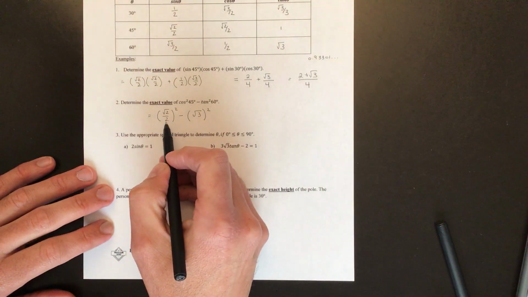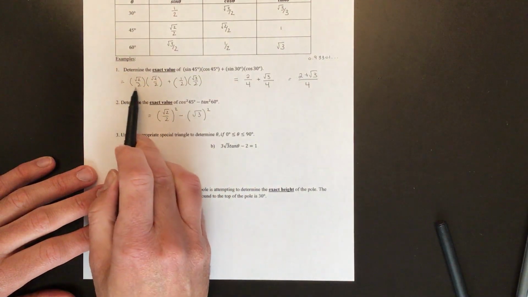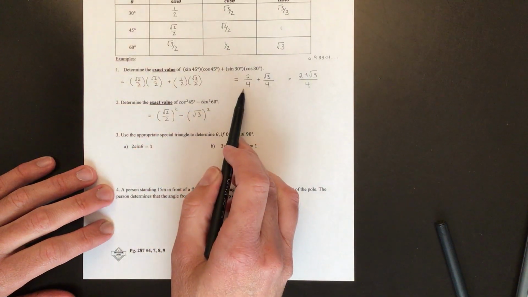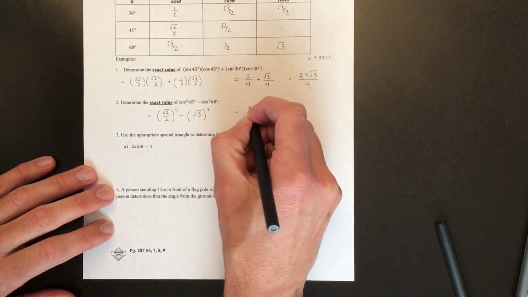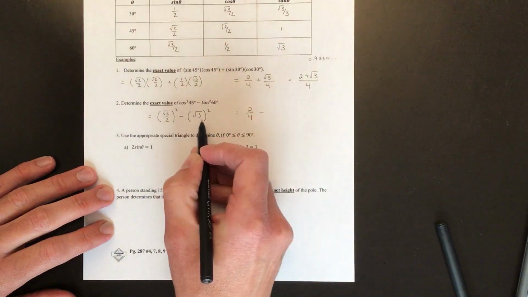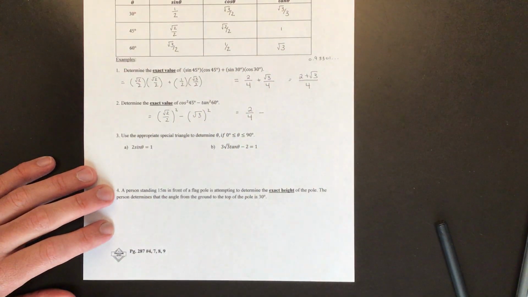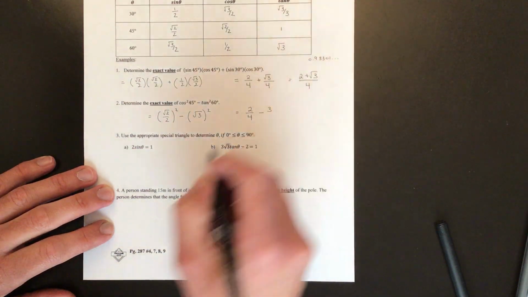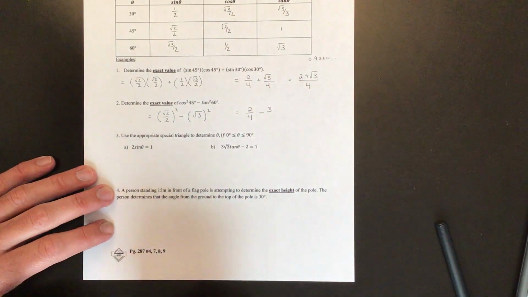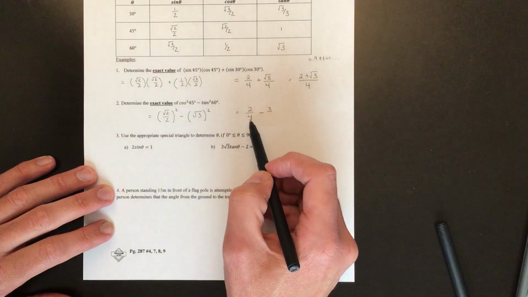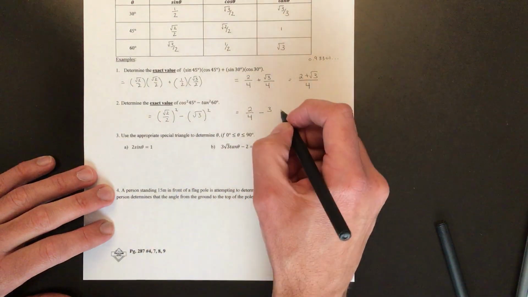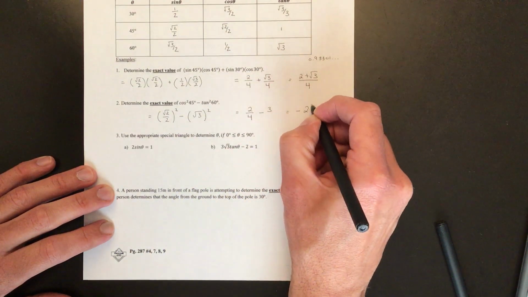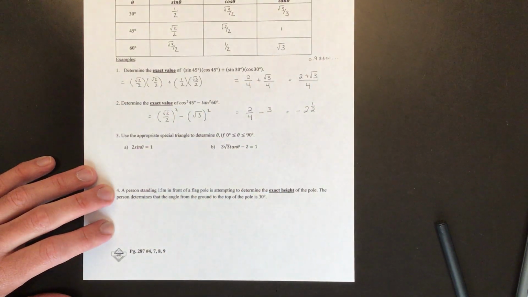So we have root 2 over 2 times itself. We've already done that up here in question 1. Root 2 over 2 times root 2 over 2, we got 2 over 4. So 2 over 4 minus root 3 squared. Root 3 times root 3 is root 9. Square root of 9 is 3. And then 2 over 4 in lowest terms, of course, is a half. So we end up with 1/2 minus 3, which would be negative 2.5. And there's our exact value.